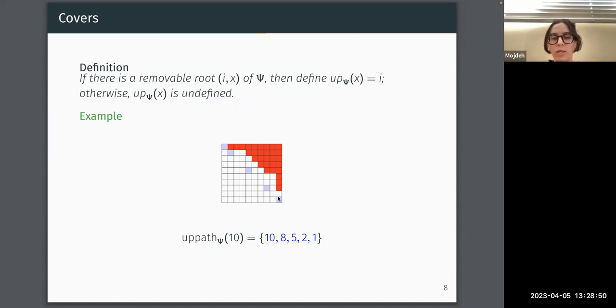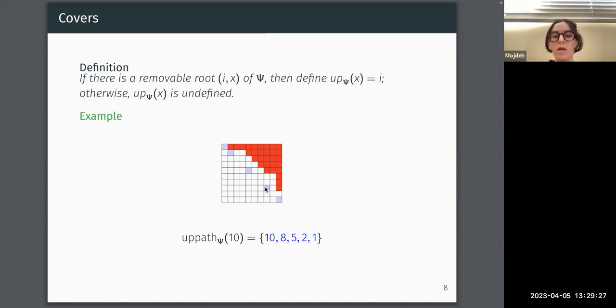Okay, so we have this idea of a removable root. If we start with, let's say, 10, and we go up, the first root that we hit, if we got rid of it, we would still have a root ideal. We would then say that up of 10 in this case is defined. And we can actually keep playing this game with what we obtain in that way. So in this example, when you go up to 10 and you hit this guy, if you move to the left, we would be in the 8th column.